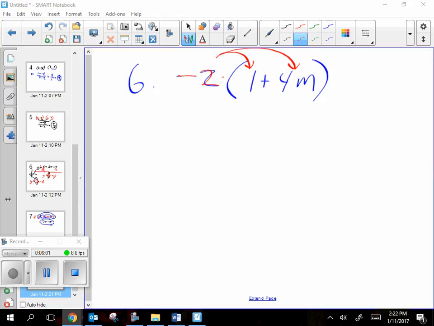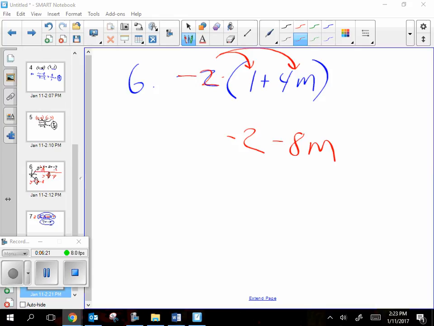All right. What do you think we get for the first part? When you go the -2 times the 1. Yep. And what do you think we get when they do the second part? -2 times the 4m. -8m. There you go. That's it. Write that down, and you got number 6 done.